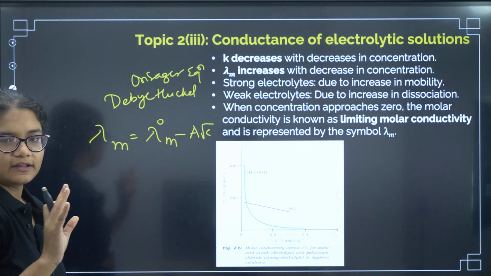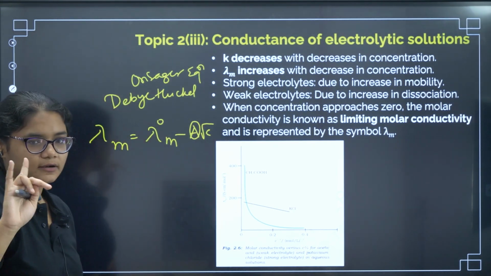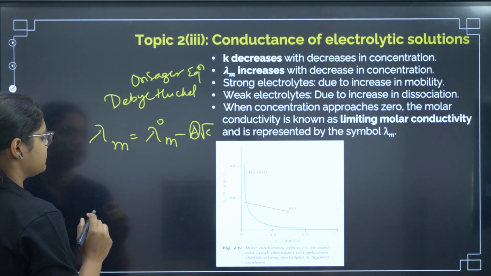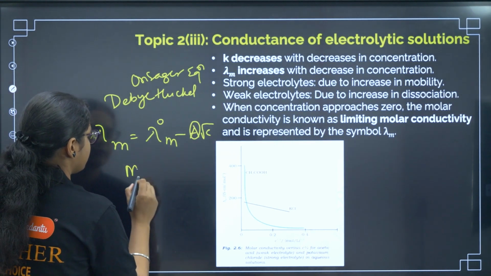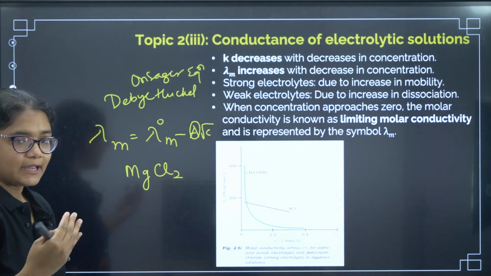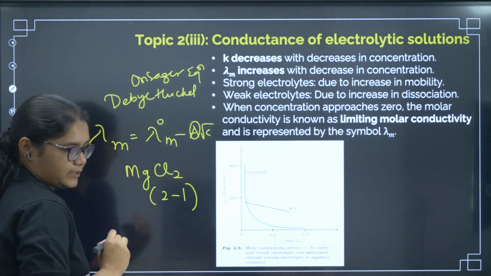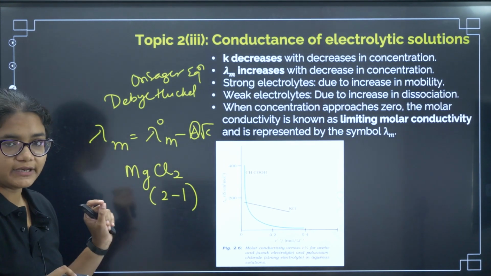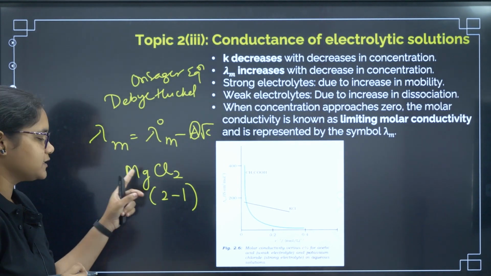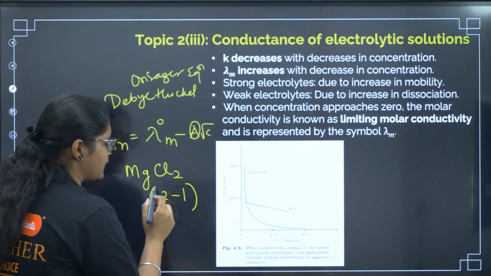Nothing more is asked from here, but you should know what this A is. In one exam we have seen a question from here. Suppose I have an electrolyte MgCl2. Which type of electrolyte is this? It is a 2,1 type electrolyte. Mg has a 2+ charge and chlorine has a -1 charge, so it is 2,1 type.